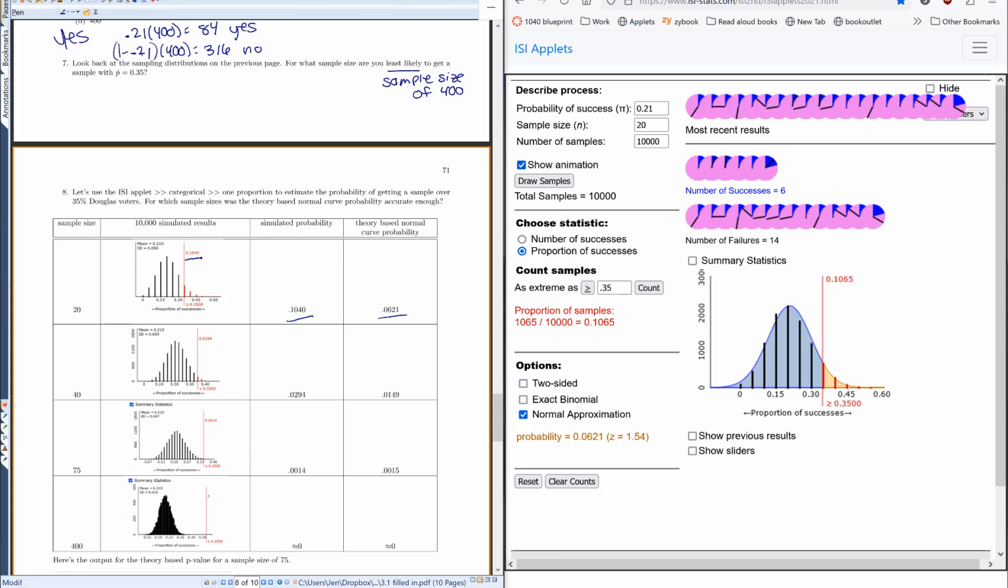Just looking at the graph, you can see the 0.35 or over. Yeah, that's a pretty big area. There's about a 10% chance that I could get a sample proportion of 0.35 or more when I have a sample size of 20.